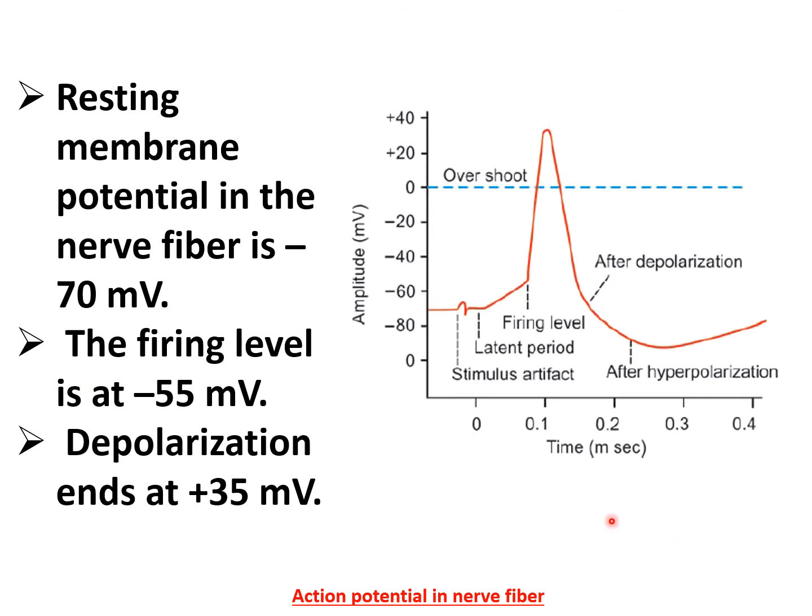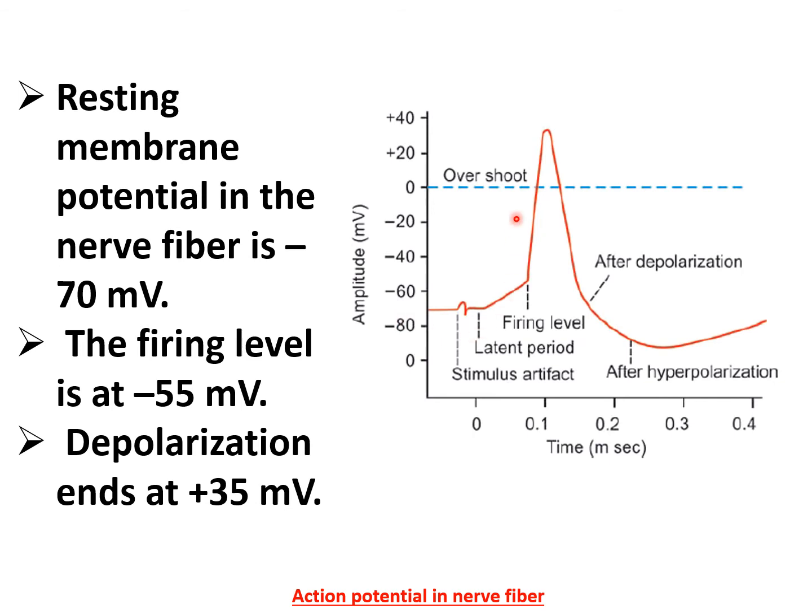Now we discuss the action potential curve. The resting membrane potential in the nerve fiber is about minus 70 millivolts, and the firing level is about minus 55 millivolts. The depolarization ends at plus 35 millivolts. And usually the action potential starts in the initial segment of the nerve fiber.